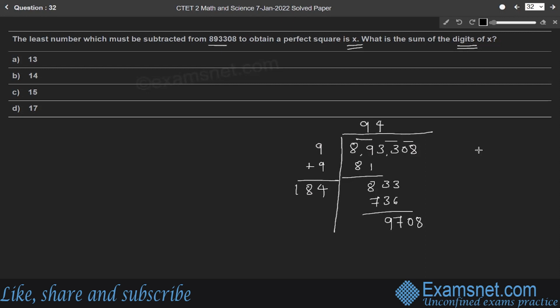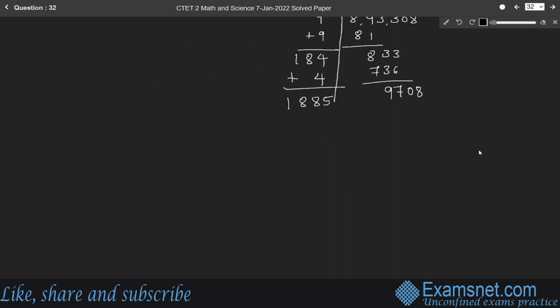So take 08, 9,708. Add 4 to 184 and you will get 188. So here 1885 into 5 is equal to 9,425. Here 283 is the remainder. Okay, 283 is the remainder.